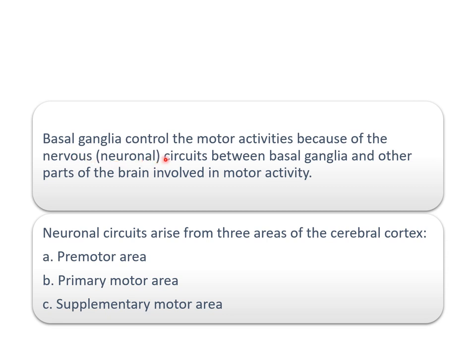Basal ganglia control the motor activities because of the neuronal circuits between the basal ganglia and other parts of the brain involved in motor activity. And the neuronal circuits arise from three areas of the cerebral cortex, which we have already discussed in the previous lecture, thalamus part 1. So, neuronal circuits arise from the premotor area, primary motor area and supplementary motor area.